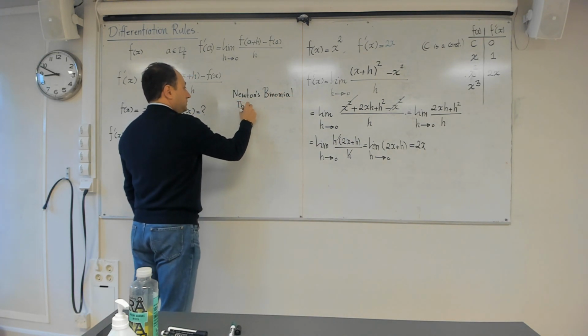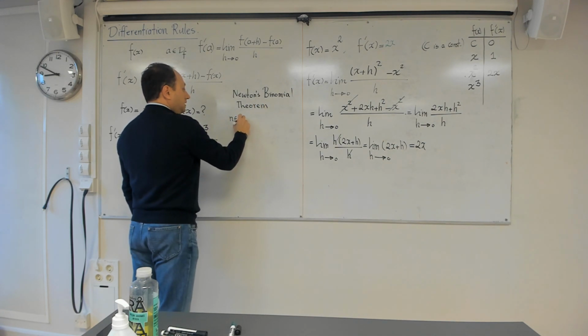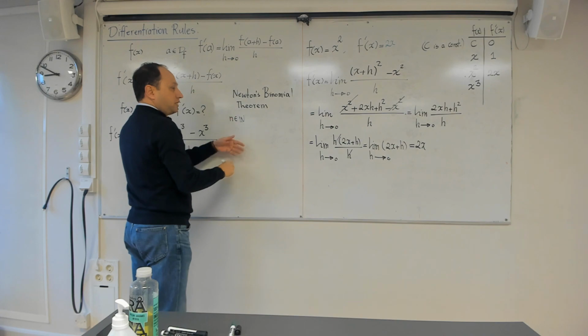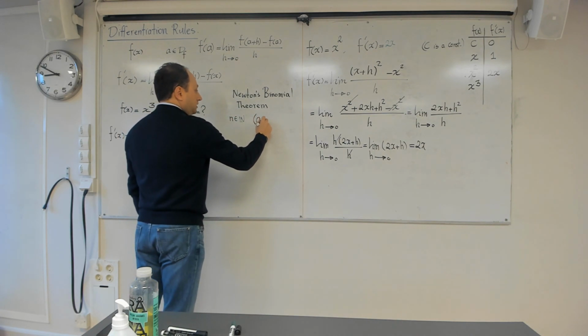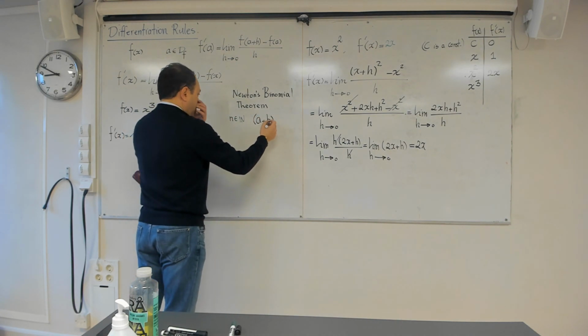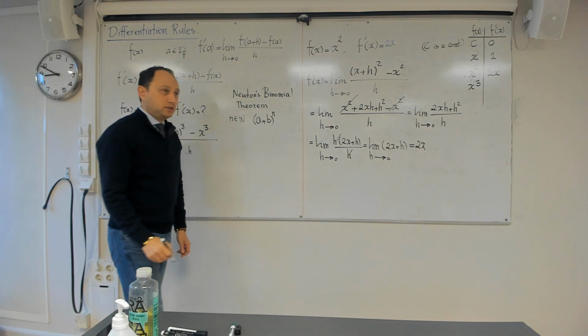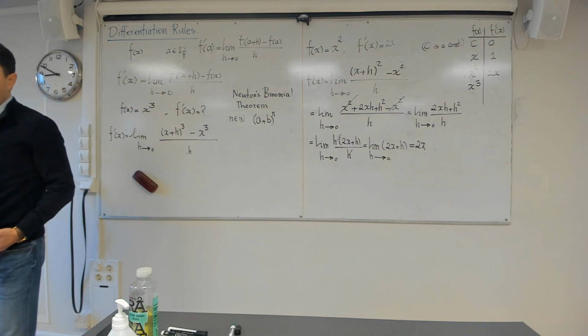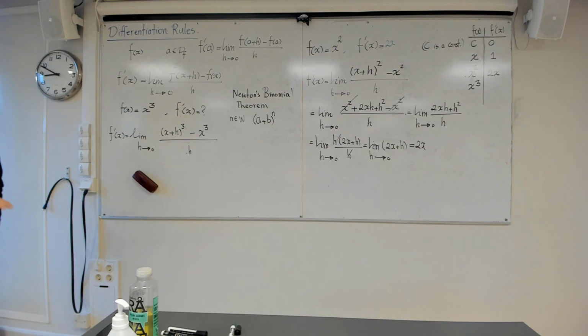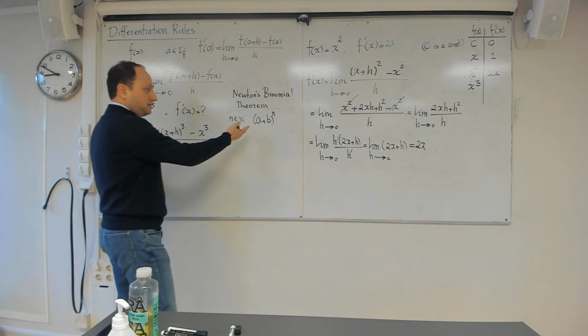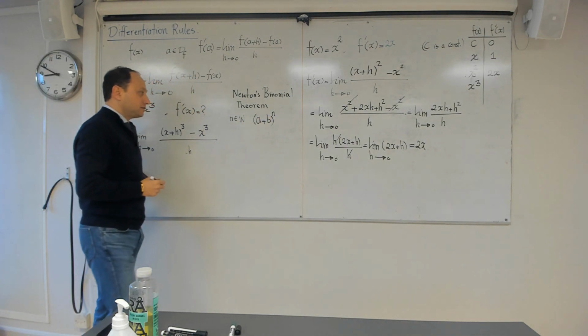Theorem. What does it mean? It means that if n belongs to the natural numbers, 1, 2, 3, 4, 5, etc., then Newton, or actually Pascal, invented a formula for (a + b)^n. But this is not at the level of your course. You will study it in Math 5 if you want to have it.